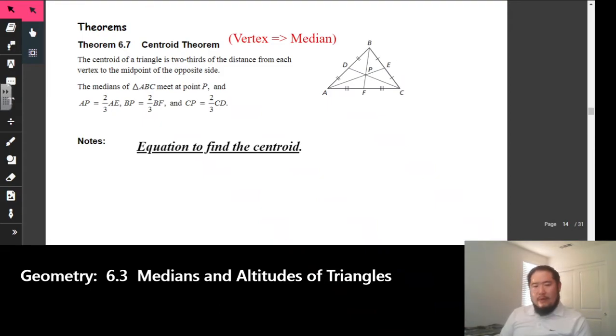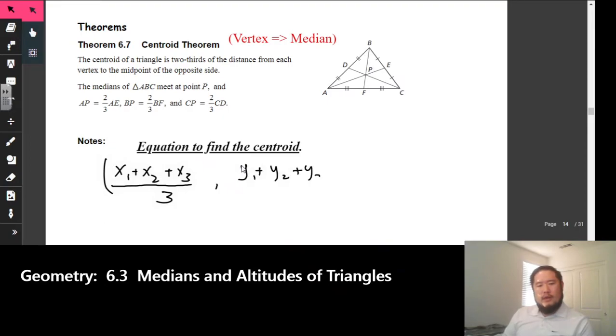Well, how about this? If I want to find the middle of 3 points, let's do the same exact thing. I will take x1 plus x2 plus x3, and we'll divide that by 3 instead. That'll be your x coordinate. Then let's find y1 plus y2 plus y3 divided by 3, and that will get you the y coordinate of your centroid.